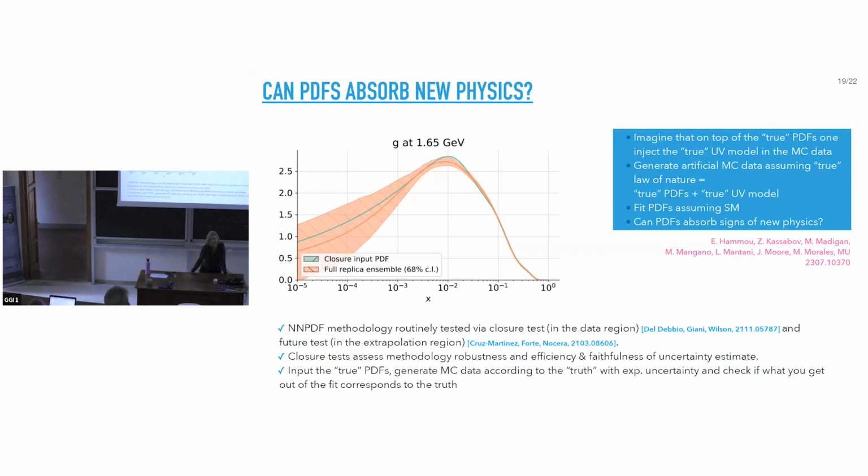I'm just wondering how much of the conclusion stays the same if you change the region of x where the new physics is dominating. That would be a very good question. My suspicion is that it would be harder to absorb it because there are more constraints from the data. But you never know. These are subtle effects. We were not expecting to see what we saw.